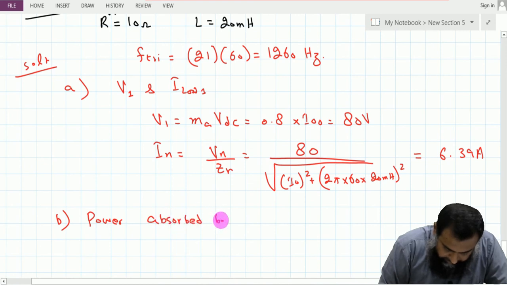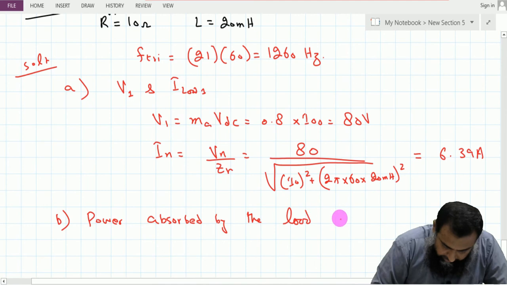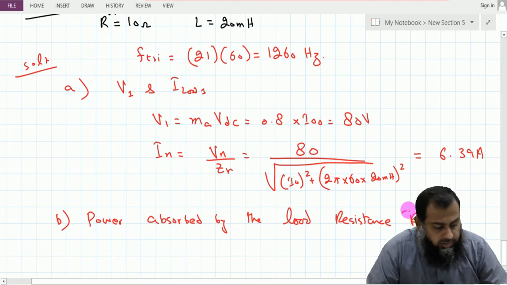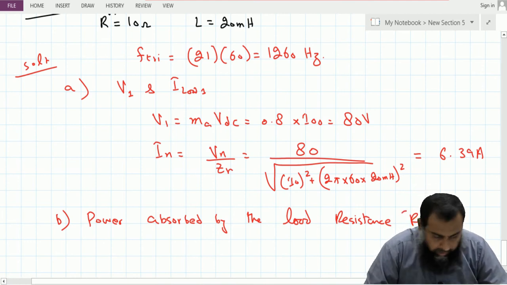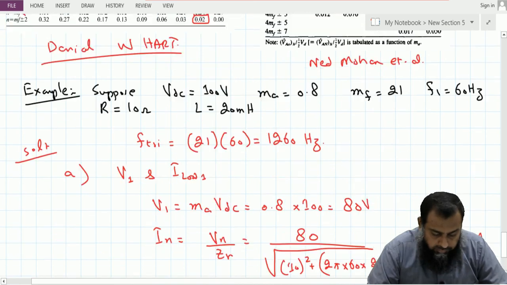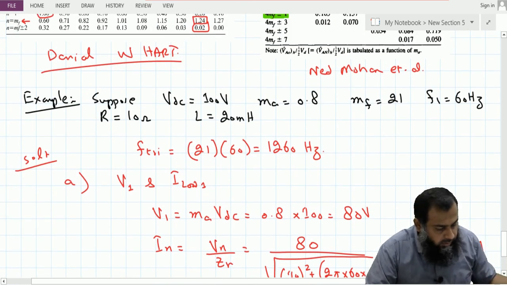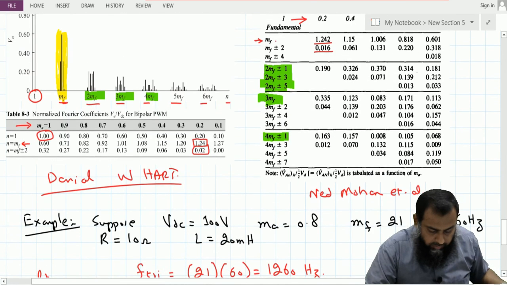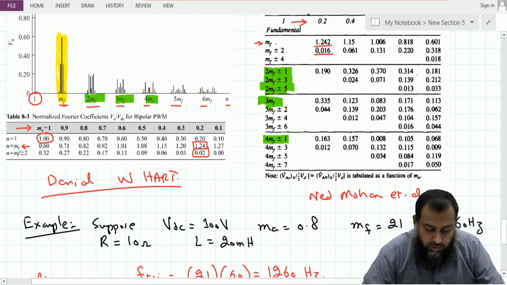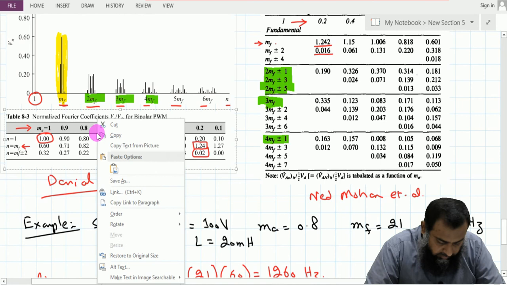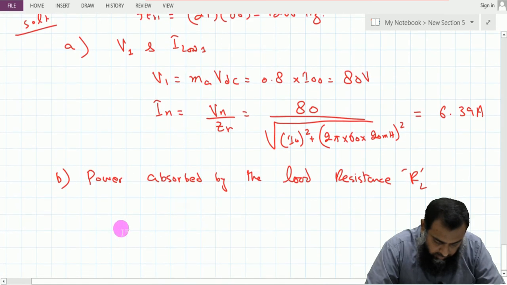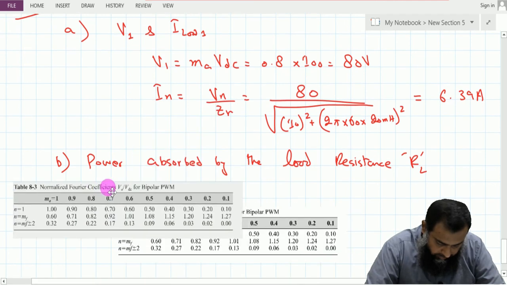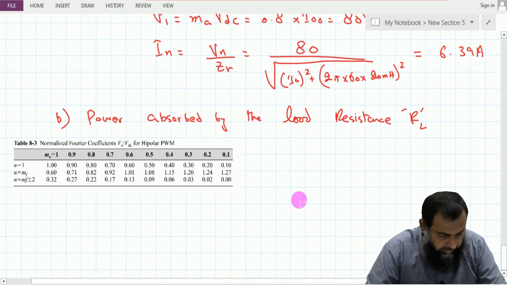Now we want to find out the power absorbed by the load resistance R. Right? So we want to find out what is the power absorbed by the load resistance RL. For that, we will use the table which is given here. Either of these two tables we can use. So let us see how we can use it. Let me copy this one and paste it here. Okay, so hopefully it is visible to you.